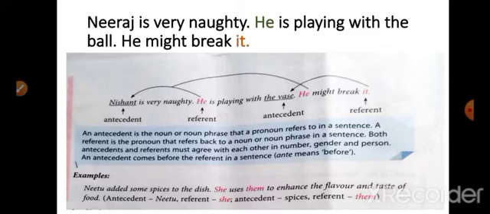Like example, Neetu added some spices to the dish. She uses them to enhance the flavor and taste of food. So here antecedent Neetu, referent she, antecedent spices, referent them.